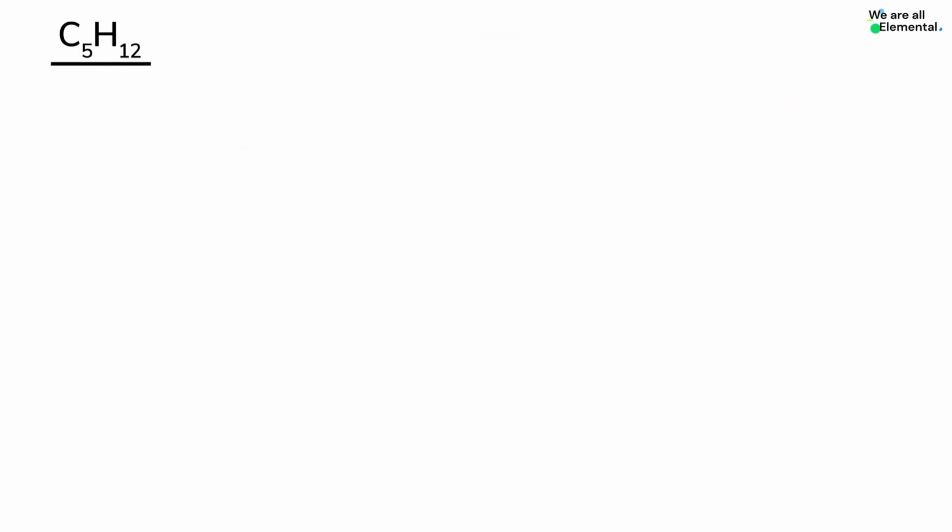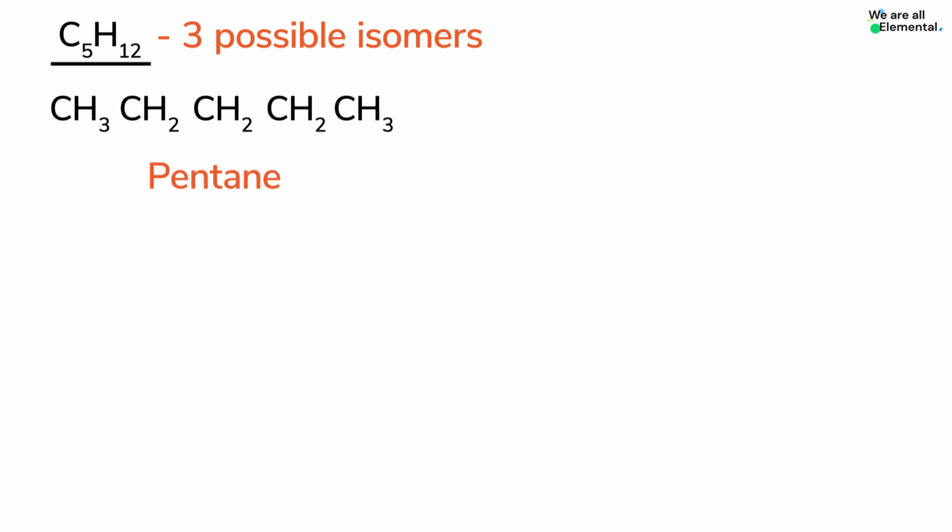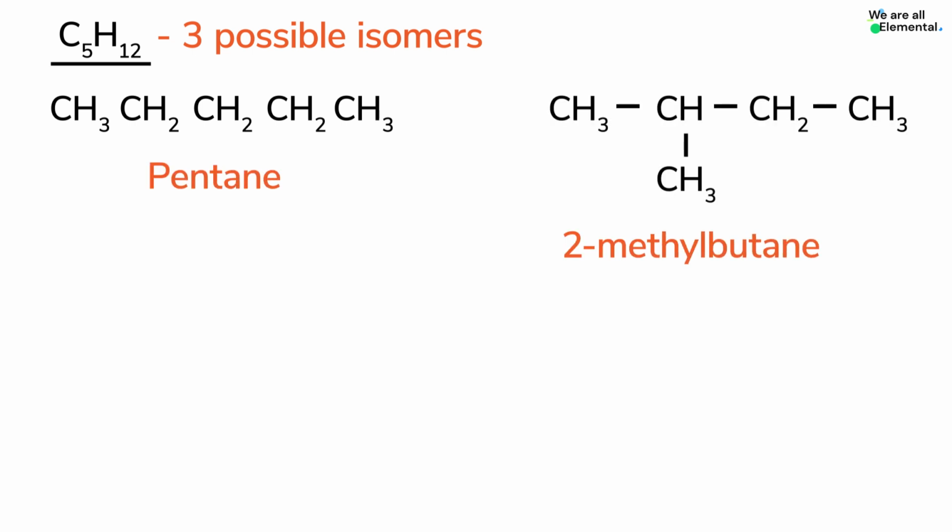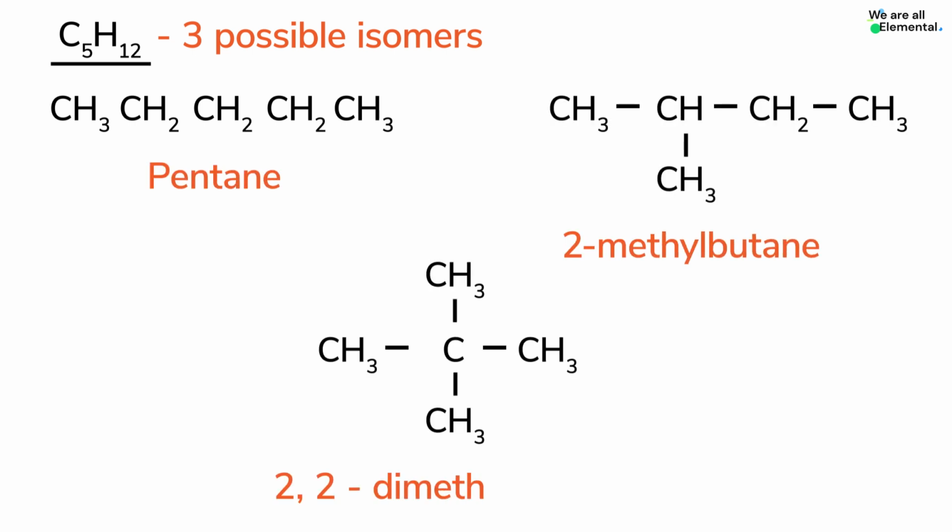Or if you have a molecular formula C5H12, there are three possible isomers: pentane, 2-methylbutane, and 2,2-dimethyl propane. So here you can see the branching is increasing.